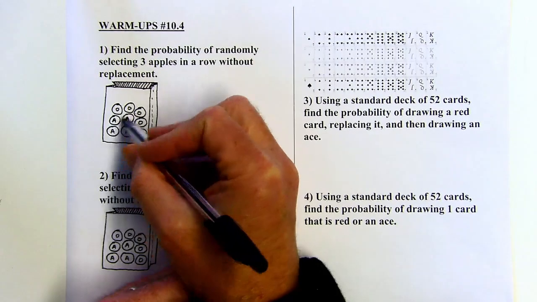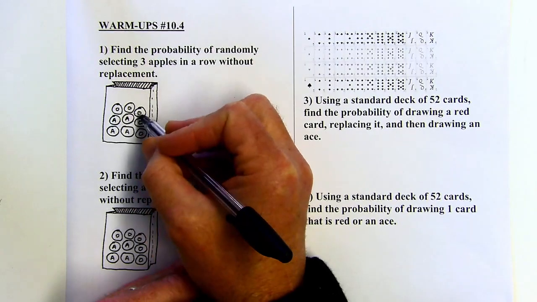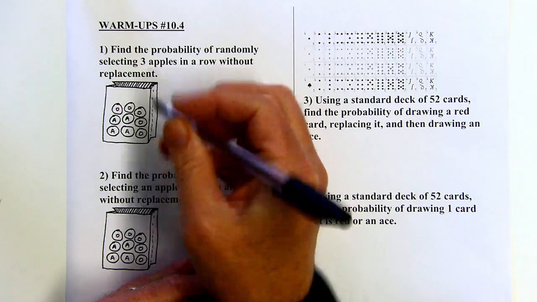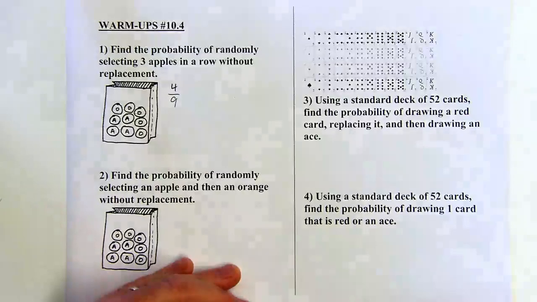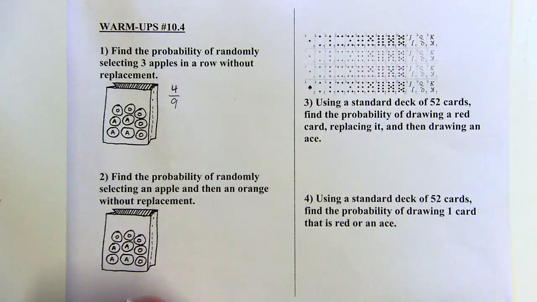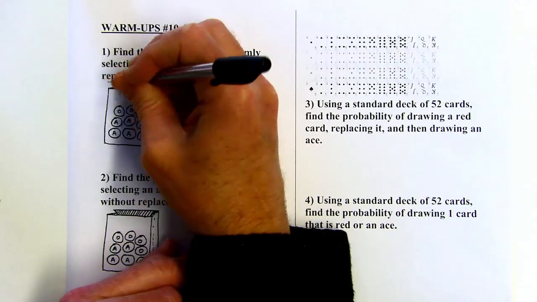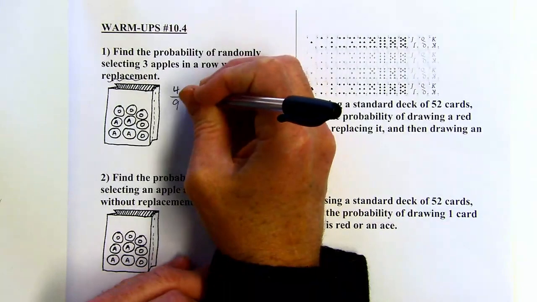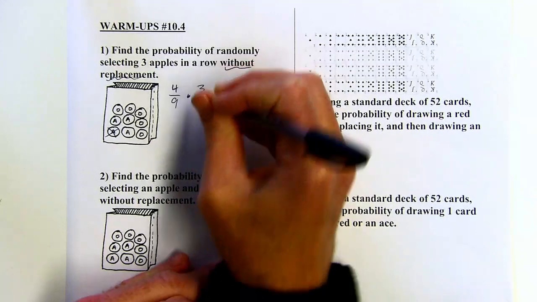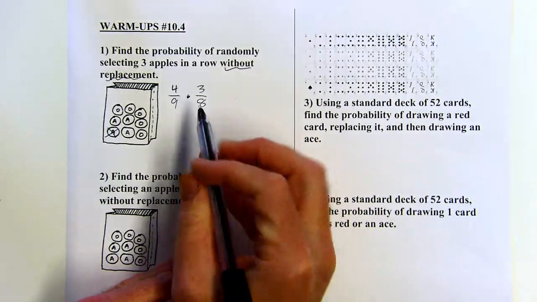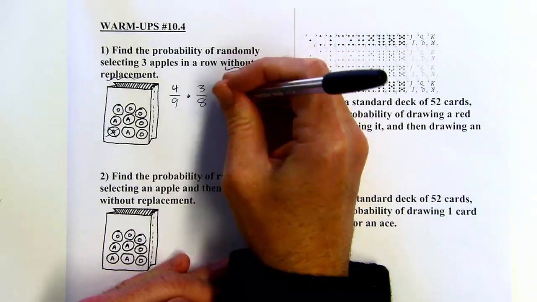Well, there's 4 apples in the bag, and let's see, there are 1, 2, 3, 4, 5 oranges, so there's 9. So 4 out of the 9 pieces of fruit are apples, okay? But then since we're not replacing that, the second time we reach our hand in, now one of the apples is gone. There'd only be 3 apples left and only 8 pieces of total fruit. Okay, and we're going to be multiplying these together.